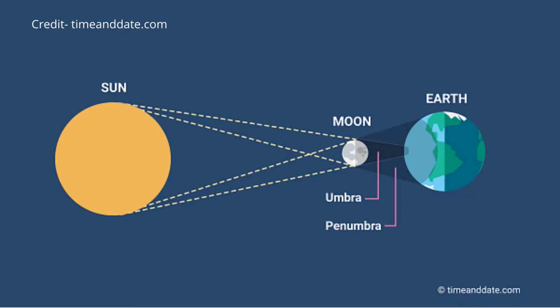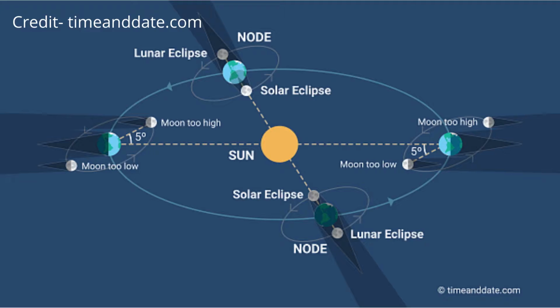Solar eclipses only occur on new moon or no moon days, but every new moon day does not have an eclipse. That is because the moon's orbit around the earth is tilted at an angle of about 5 degrees. The point where the moon's orbit matches the orbit of the earth around the sun is called a lunar node. Solar eclipses take place only when a new moon occurs during a lunar node.